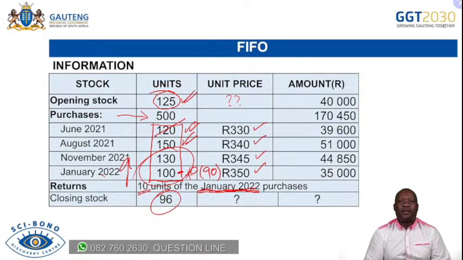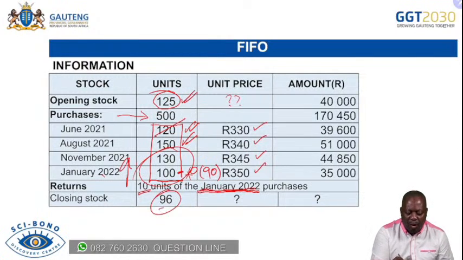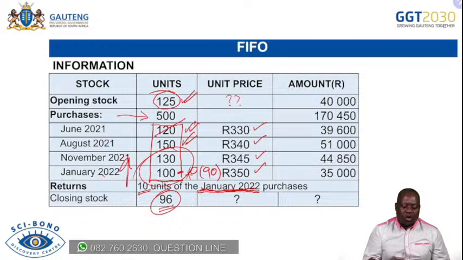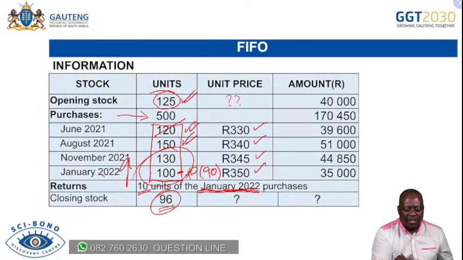The 10 went back. Though we bought 100, 10 went back. Only 90 units are still there. So when we are saying how many units are in our most recent batch, it's 90. But what is our closing stock? 96 units. So it means this batch alone is not going to account for all the units that are still available. So it means now after taking the 90, we still need 6 more units. Where do we get those units from? We go up. It means it takes us to the November batch.